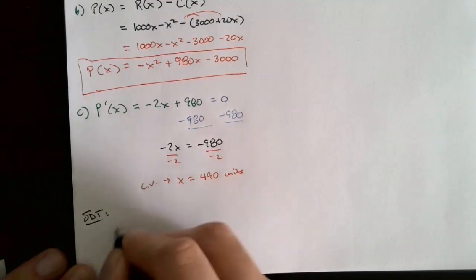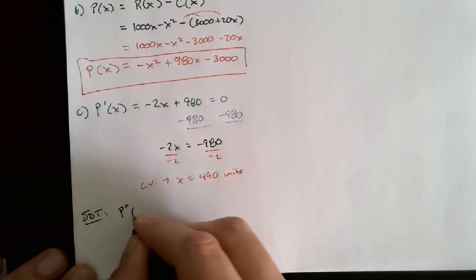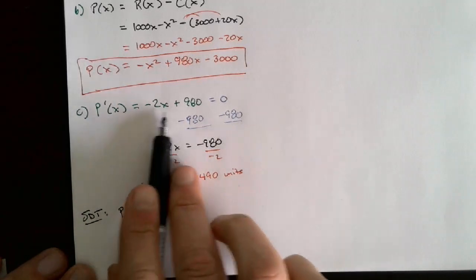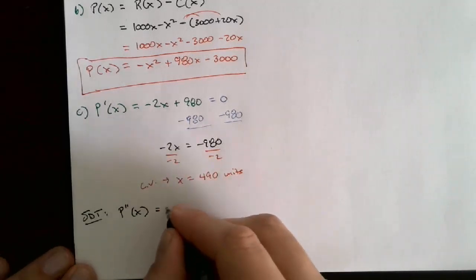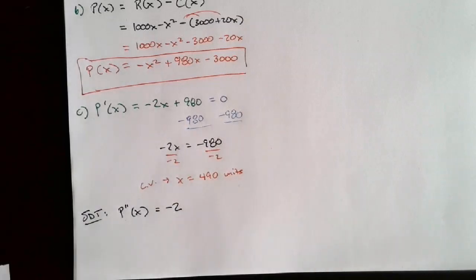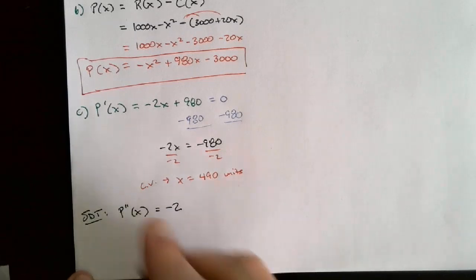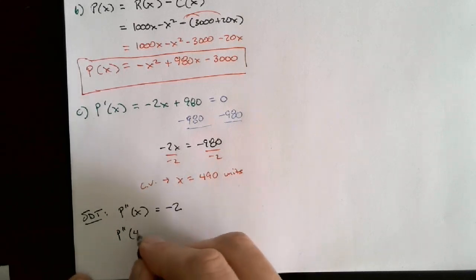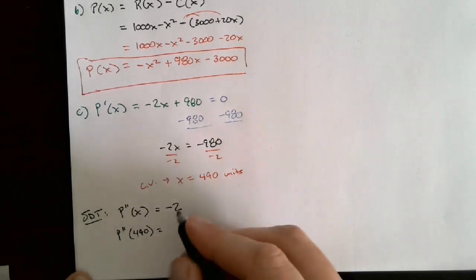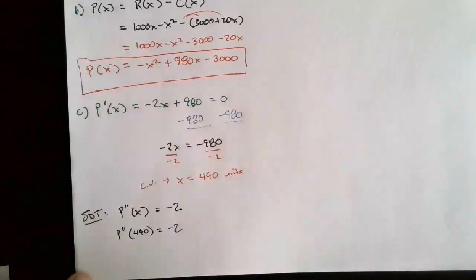Second derivative test means you need the second derivative. So P double prime of x. Well, the derivative of negative 2x plus 980 is just negative 2. And we want to look for P double prime of 490. We know that this is a constant, so it'll always be the same, but you should really show it to show that you understand that we're looking at P double prime of the critical value of 490. It still equals negative 2 because there's no x value to substitute in.